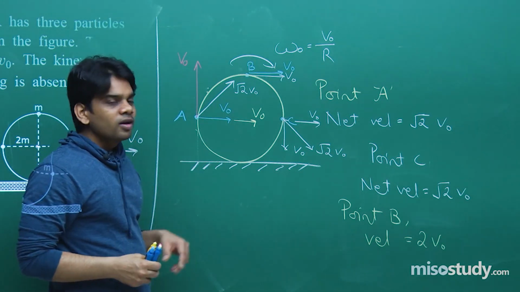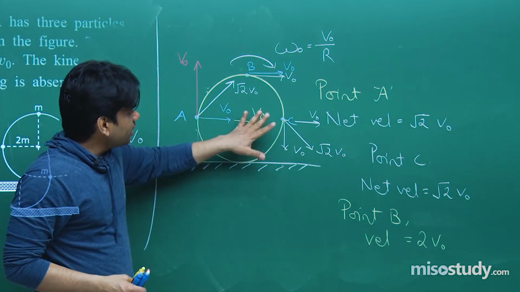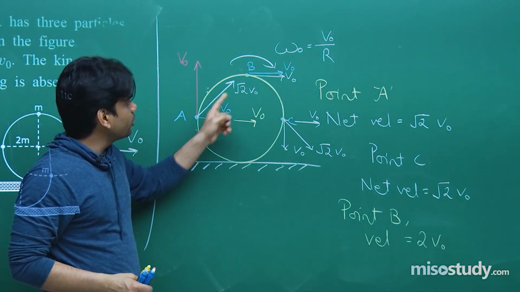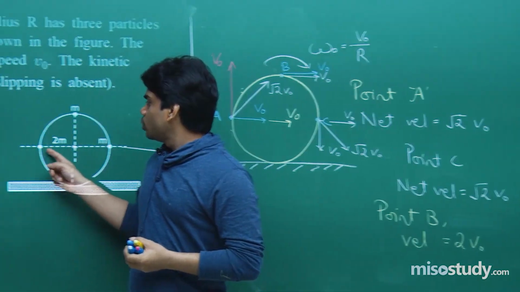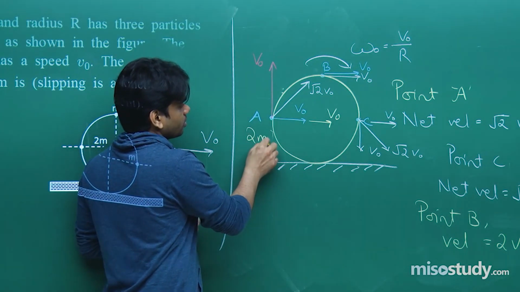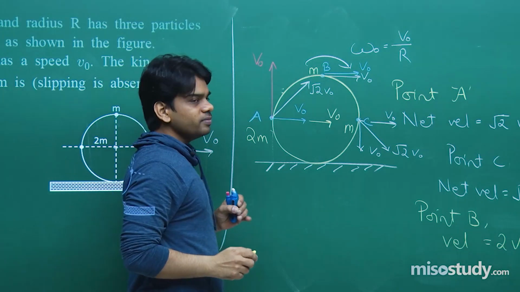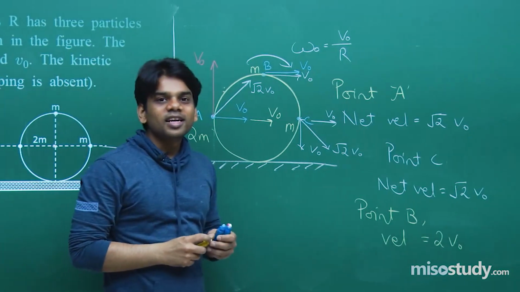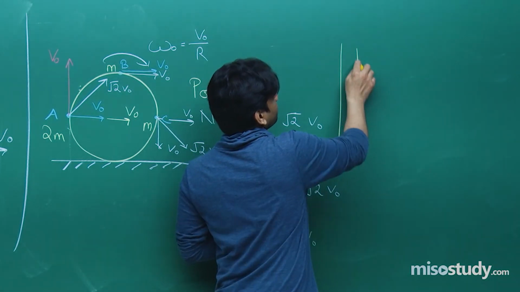I have written down. Now the kinetic energy of the system will be due to the ring, due to the mass kept at A, due to the mass kept at B, due to the mass kept at C. Now let us place each of the masses 2m, m and m. So let me write down, this is 2m, this is m, and here also we have kept m. Now you see, let's write down the kinetic energy of the entire system.